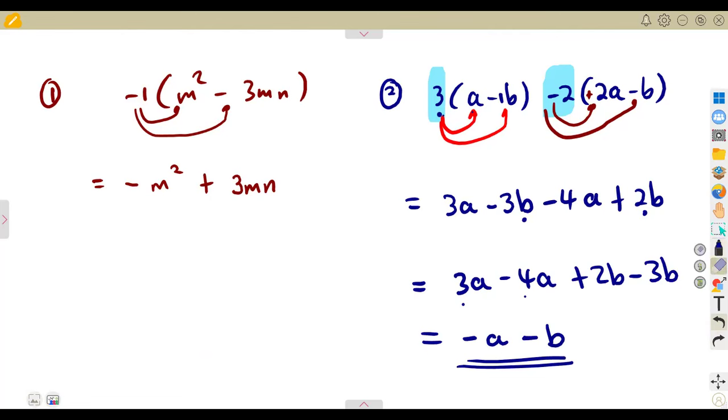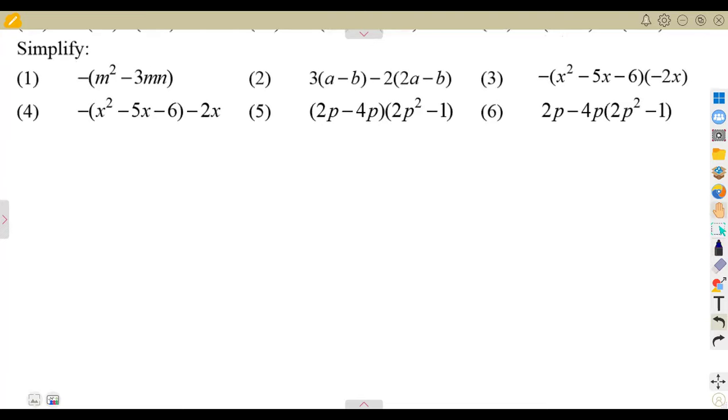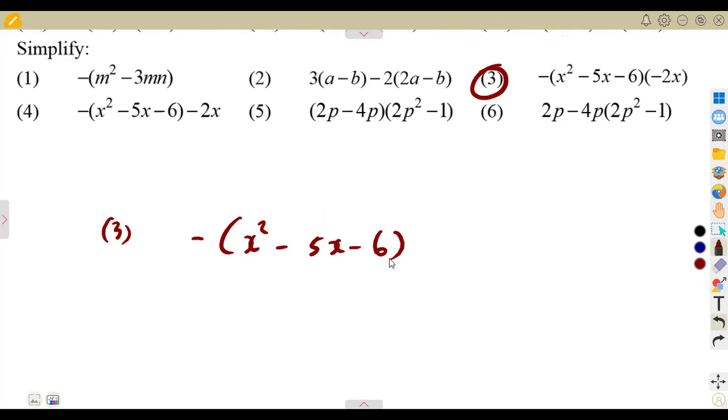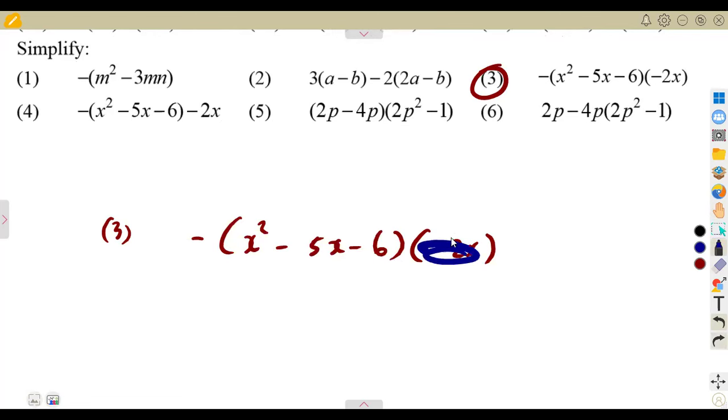So you have to be very, very careful how the questions are given in terms of your simplification. Consider what we have on question number 3. I'm not going to write everything. I want you to try as many questions there. Where there's a challenge, let me know. You're given minus into x squared minus 5x minus 6 into minus 2x, like this. So if you are to consider, there is this trinomial that you're given inside this bracket, and you've got a monomial there.